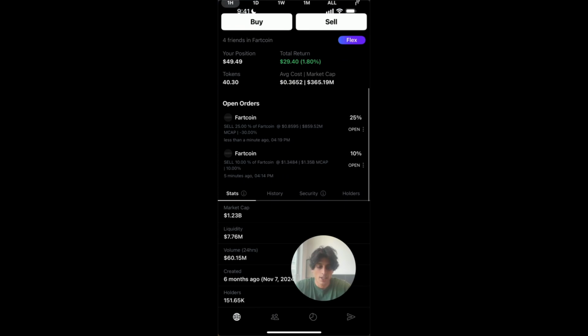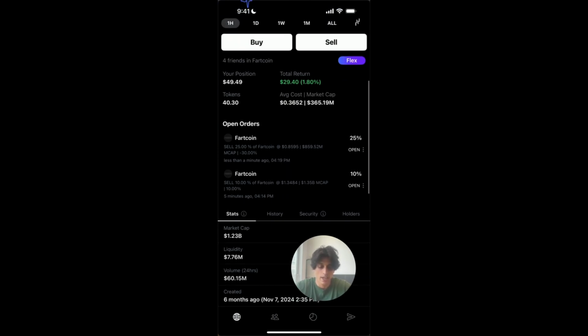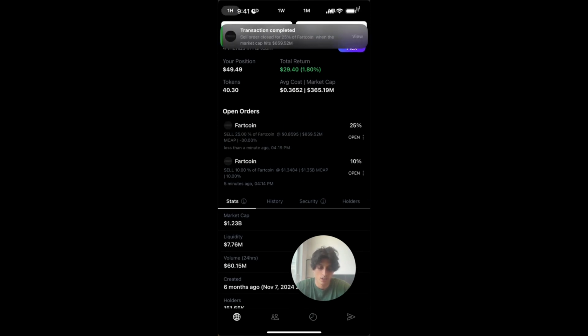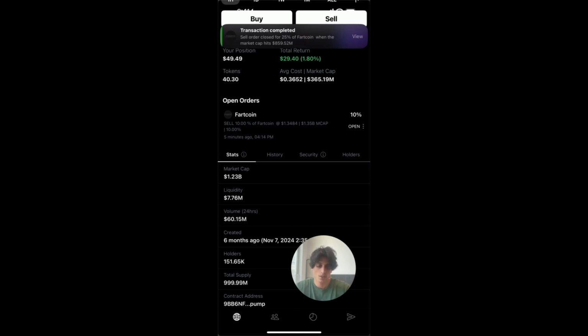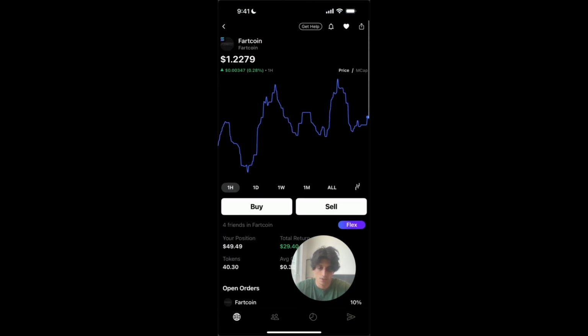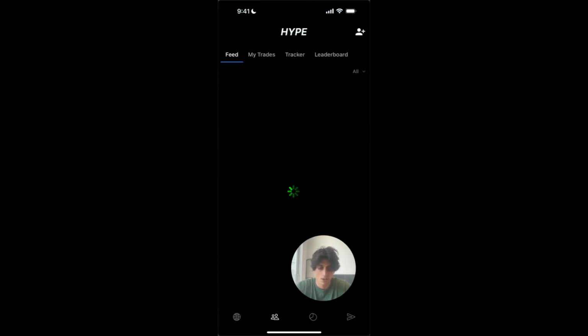These are my open orders. I can manage them here, click cancel. You can cancel these here if you want to close these positions. So I'm just going to close this one just to show you guys. And then once these trades go through, you'll see in your history that the order went through. You're going to get a push notification on your phone that the order went through as well. That's pretty much it. It's pretty straightforward and really easy to use.